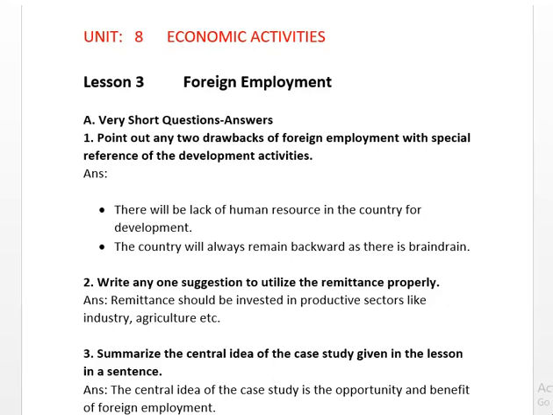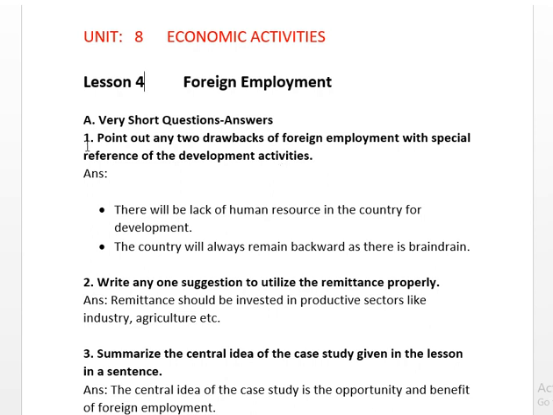Of Grade 10 Social Studies subject, Unit 8, Economic Activities, Lesson 4. It's Lesson 4, Foreign Employment. And here I begin. There are 3 types of questions here. Group A, very short questions, Group B, short questions, and Group C, long questions. And I begin with very short questions.